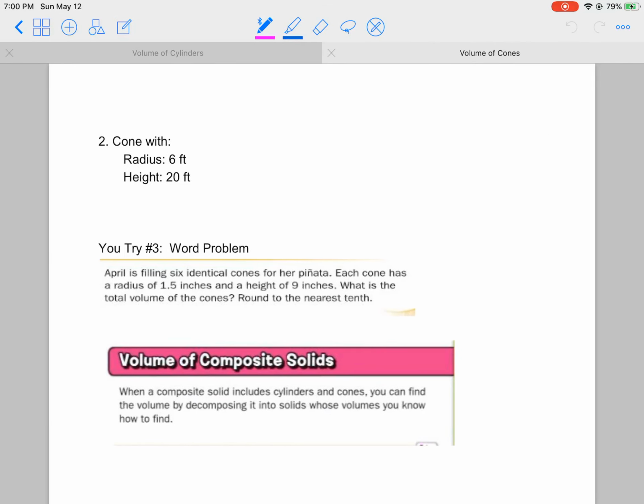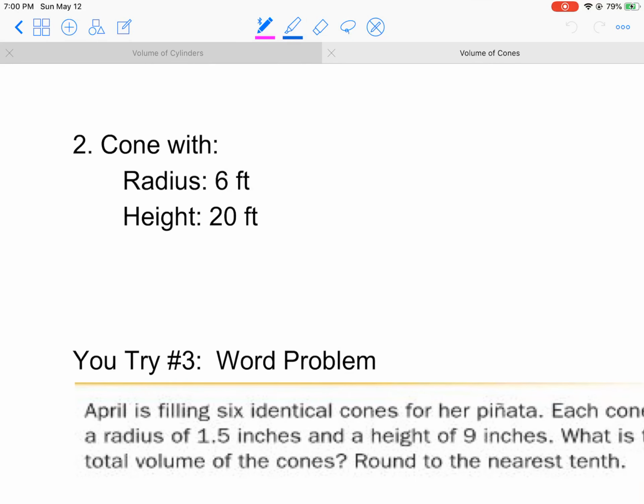Okay, here we have a cone with a radius of 6 and a height of 20. So we're going to do 1/3 times pi, 3.14.